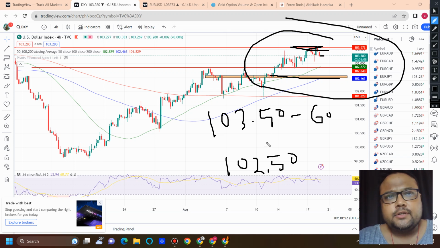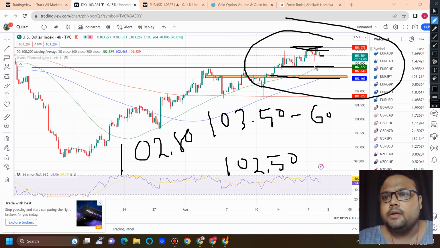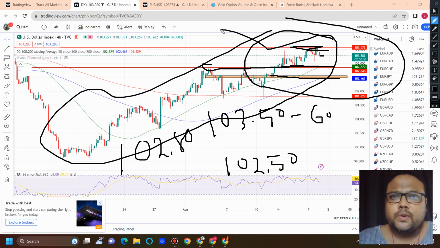Before 102.50, we also have an immediate support around 102.80, this level. This is the immediate resistance on DXY. The previous resistance is working as support here, and considering the overall trend of DXY, there is a high chance that DXY will be getting this support from buyers around 102.80 as well. In simple words, we have two supports, 102.80 and 102.50. Overall, the range is 103.60 to 102.50.